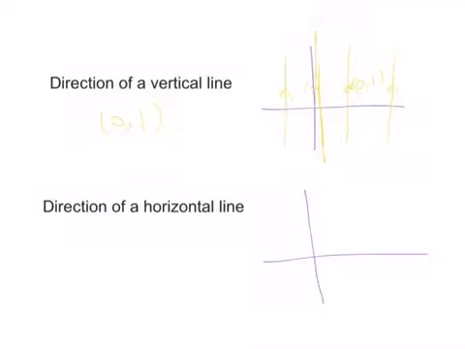Same thing with a horizontal line. A horizontal line could be anywhere, and they always say it goes from the y-axis towards (1, 0), whether it's on the x-axis or not. That's just the direction of where it's going, (1, 0). And that's the last thing that this section covers. Hope this helps. Thank you.